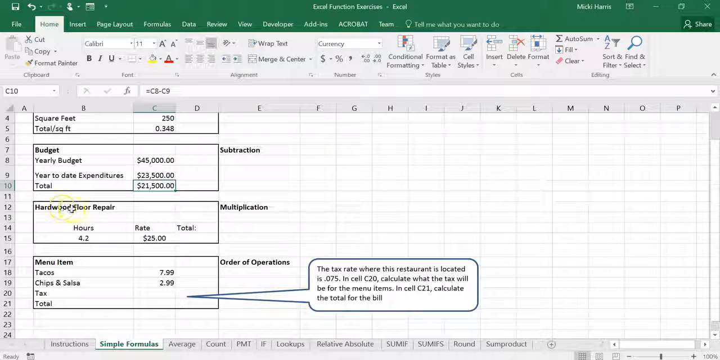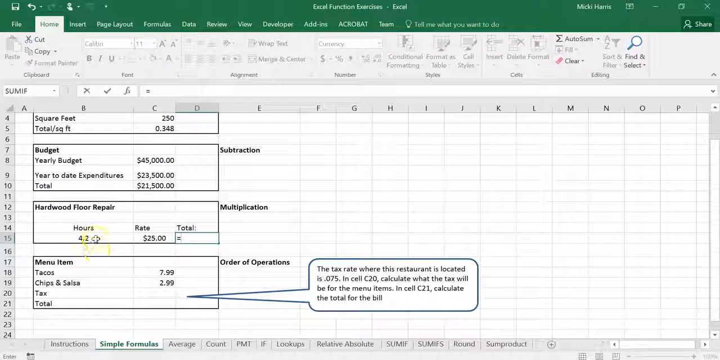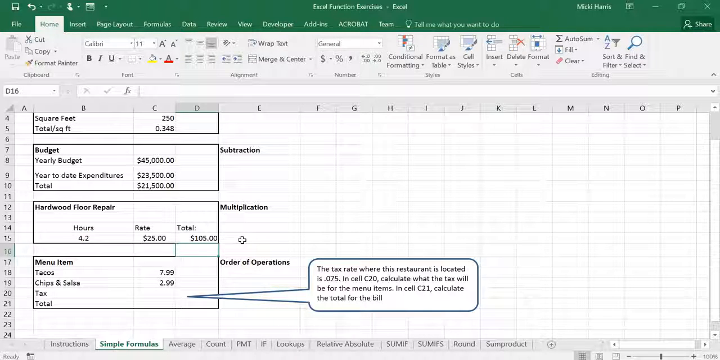Okay, now I need to calculate my hardwood floor repair. So I'm going to multiply the hours times the rate to get the total. So I'm going to click in D15. Again, equal. It's going to be my hours times the rate. So B15 times C15. $105 for that repair.